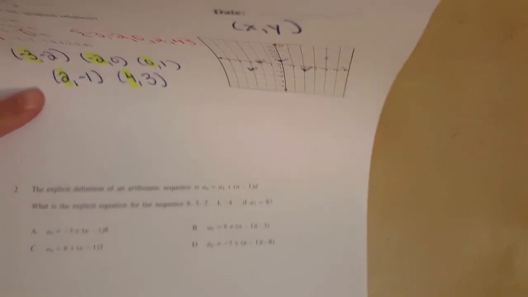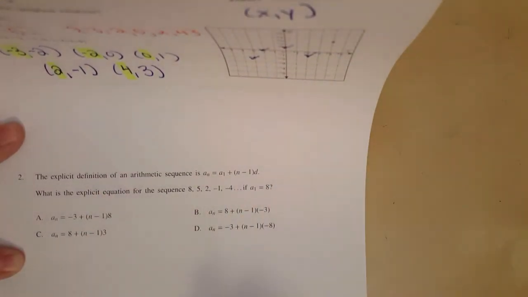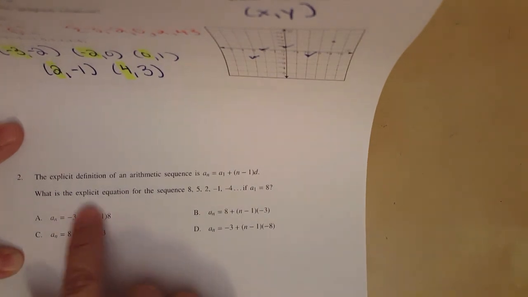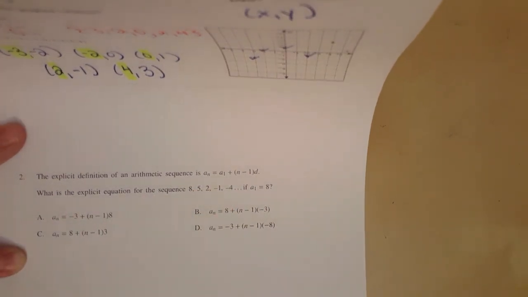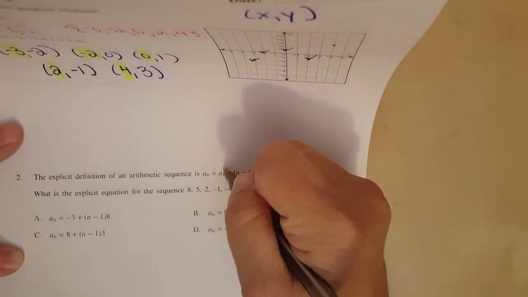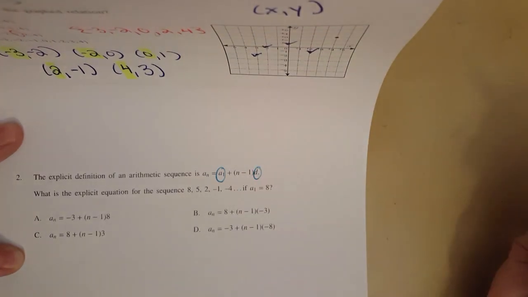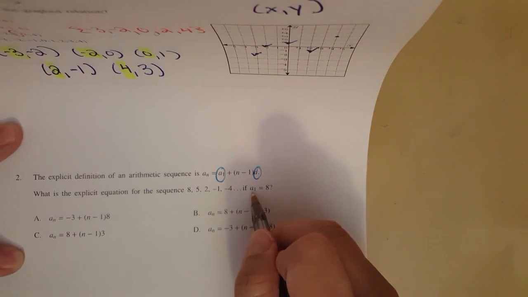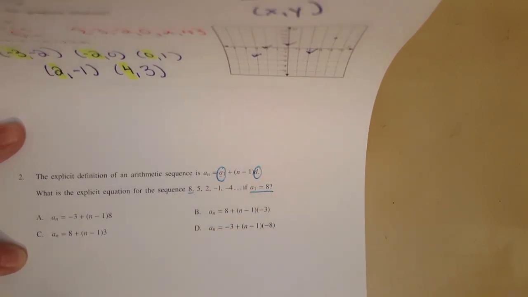All right, number 2, the explicit definition of arithmetic sequence is as follows. That's our equation. It wants us to write an equation for this arithmetic sequence. Now, when we write our equations for our arithmetic sequence, we need a couple things. We need our first term, and we need our common difference. Well, it's telling us here our first term is 8, and that's also the first term in the pattern here.